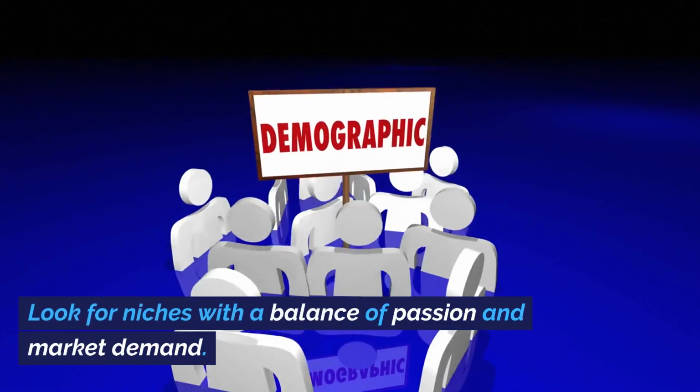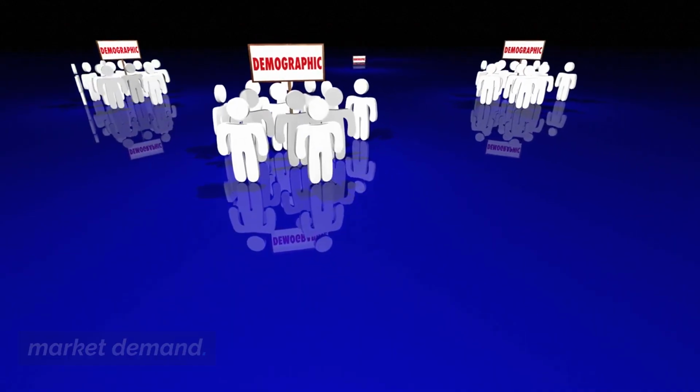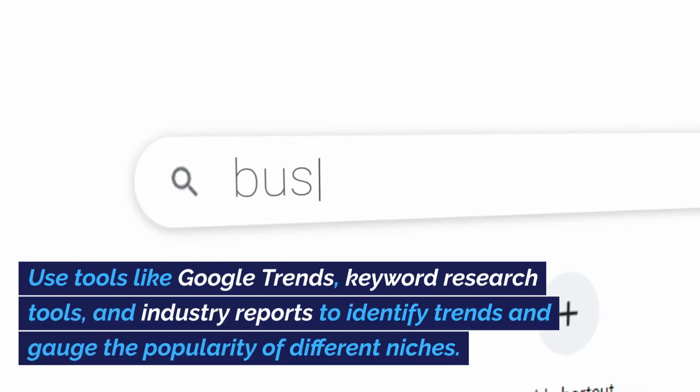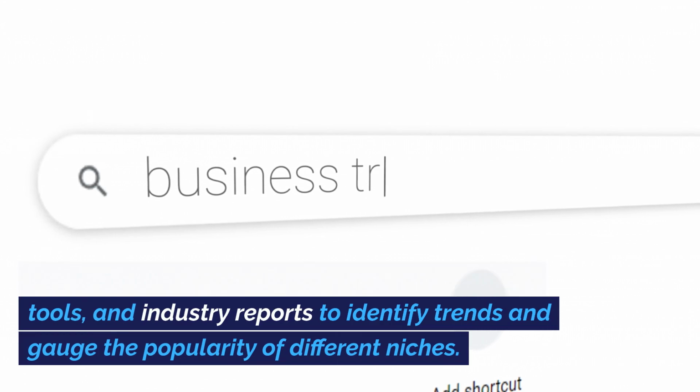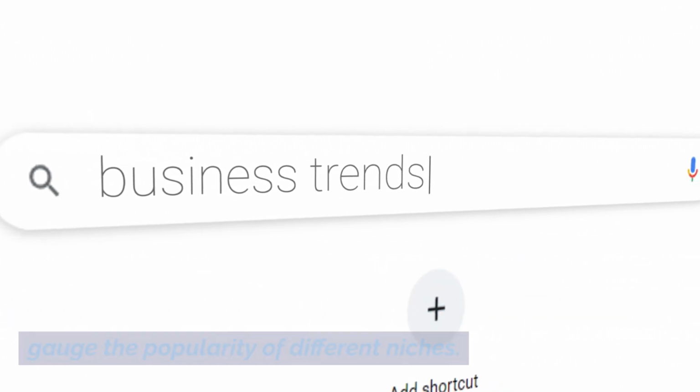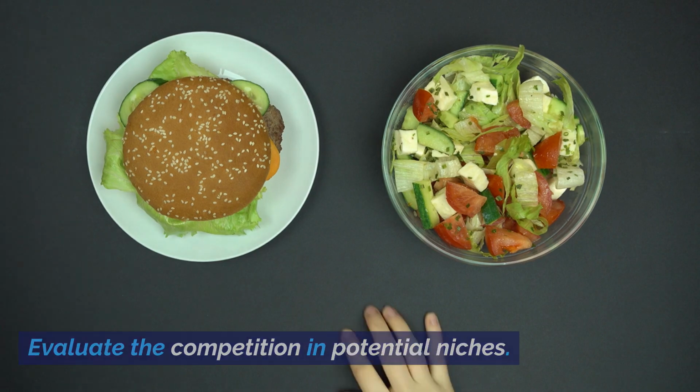Research market demand. Look for niches with a balance of passion and market demand. Use tools like Google Trends, keyword research tools, and industry reports to identify trends and gauge the popularity of different niches.